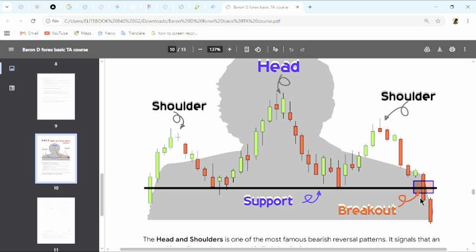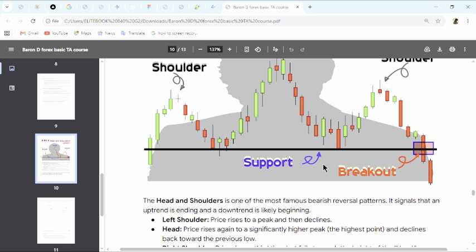As this breakout happened around this area, you will notice that price will start moving massively towards the downside, pumping more moves, because it has answered a lot of sell orders around here. Price has to buy to sell. It has to sell to buy. And this is our support area.